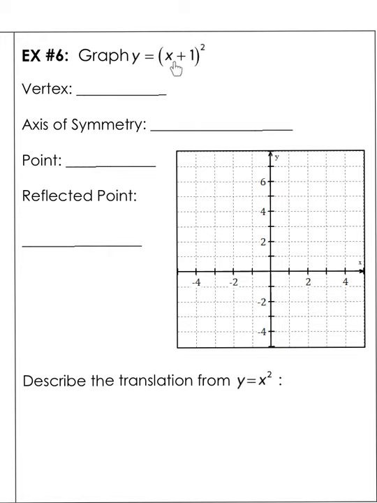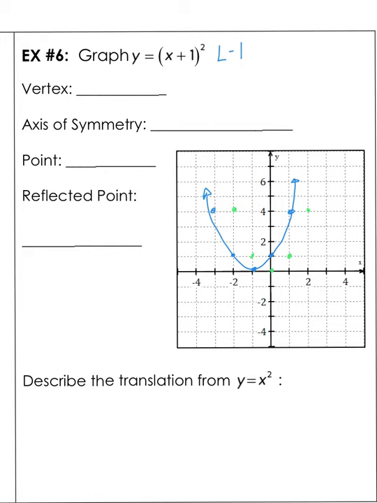So because we have something being added inside the function, it is the opposite of what you think it would be. So we are going to go left 1. The parent function is at 0, 0, 1, 1, 2, 4, -1, 1, -2, 4. All I'm going to do is move each of those left 1. The shape of my graph has not changed, it just moved to the left 1. And that's as simple as it is.